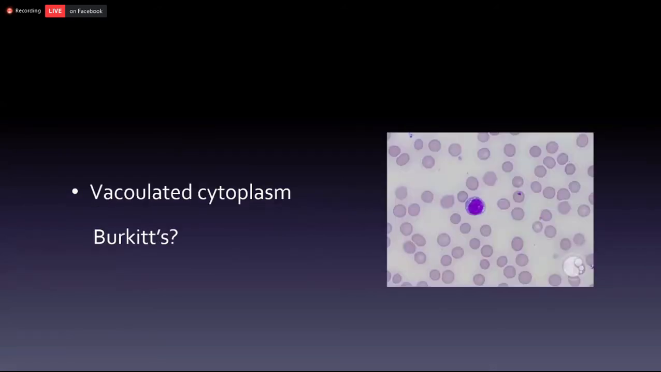And everything which glitters is not gold. So every cytoplasmic vacuolation is not Burkitt's. You may see it in lymphoblastic lymphoma, you may see it in some reactive lymphocytes.